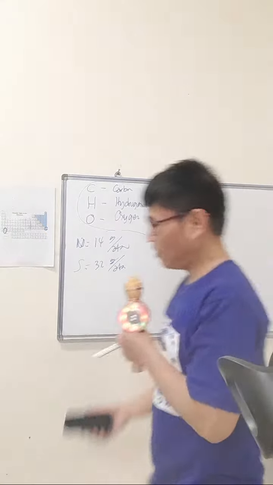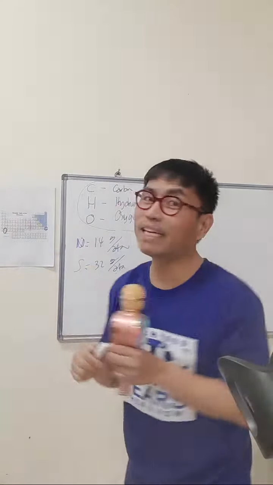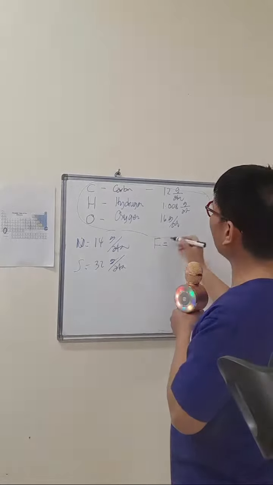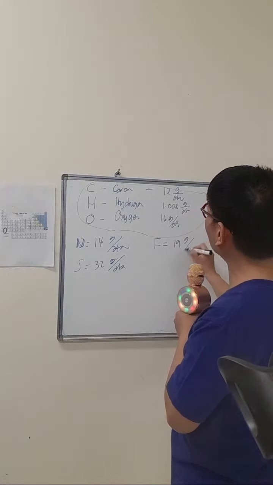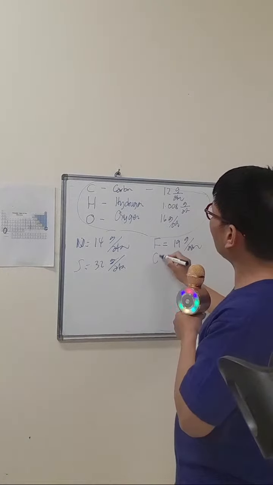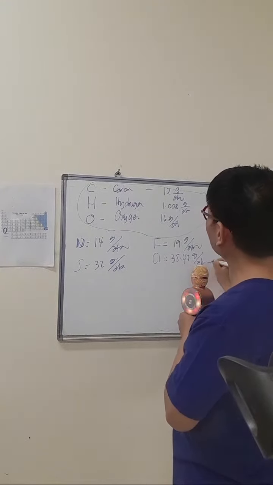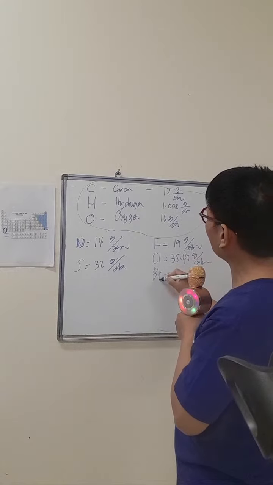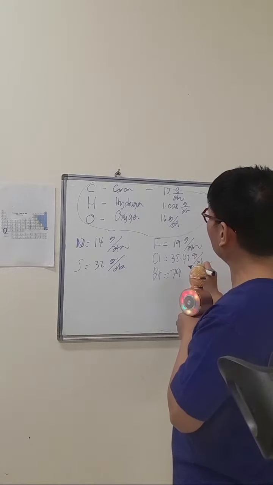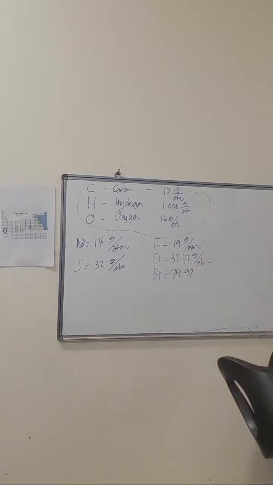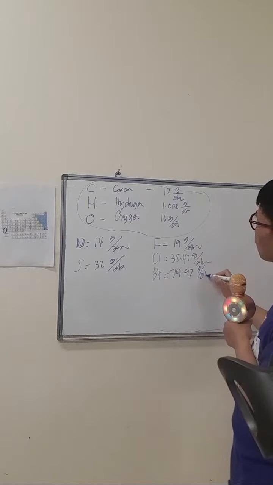So we have the halide family, the group 7A in the periodic table. Fluorine, mga palangga, 19 grams per atom. Chlorine, 35.45 grams per atom. Bromine, 79.97, something like that, grams per atom.